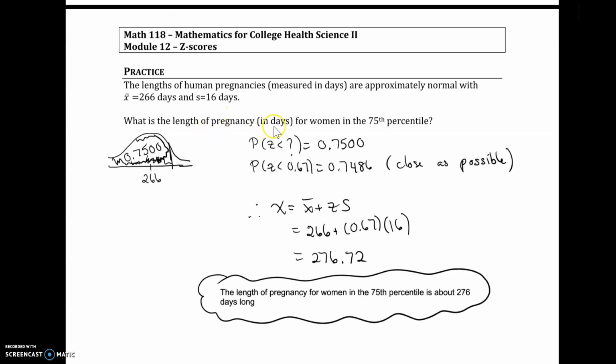Okay, so it turns out that the length of pregnancy for women in the 75th percentile is about 276 days long. We had to look up the probability in the table and find the z-score closest to that. A z-score of 0.67 has a probability of 0.7486, and that's about as close as possible. So if we go 0.67 standard deviations above our mean, we get our answer of 276.